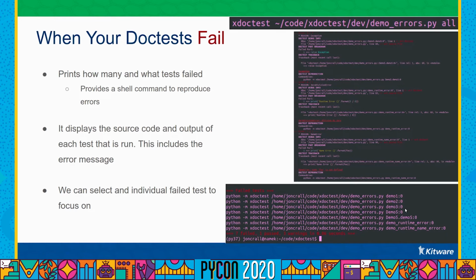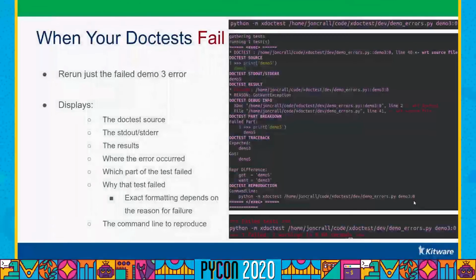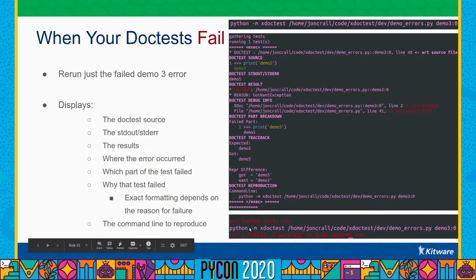Let's reproduce one of these failing tests here. I'm going to reproduce demo 3. And you can see that it just runs the one test that failed. It again prints out that this is the failed test. And we can debug this to try and fix it. We see that the doctest source is print demo 5, and we pass it a want string of demo 3.